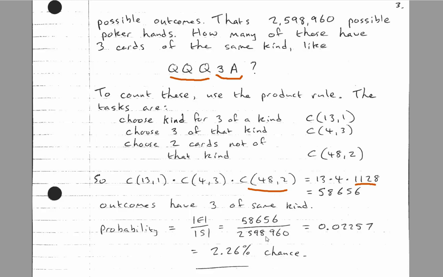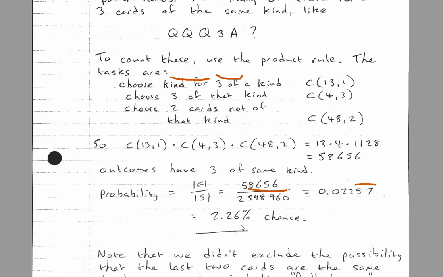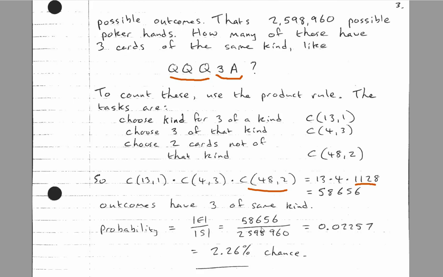So the probability is 0.02257, so roughly a 2.26% chance. So not very likely. Usually if you get dealt a poker hand, you might get a pair, but it's much less likely to get 3.